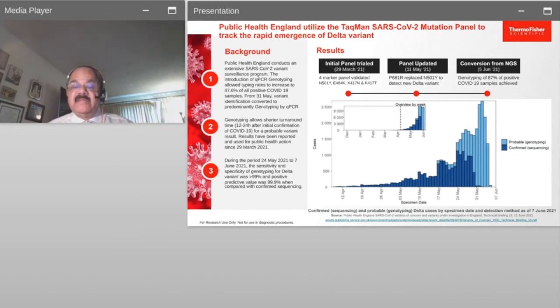In comparison, they looked at the sequencing data and the genotyping data, and as of June, what they're seeing is that 99% of what's positive by genotyping is also positive by sequencing. So very high concordance between the two platforms. So they have been using this fairly extensively to be able to track down variants.